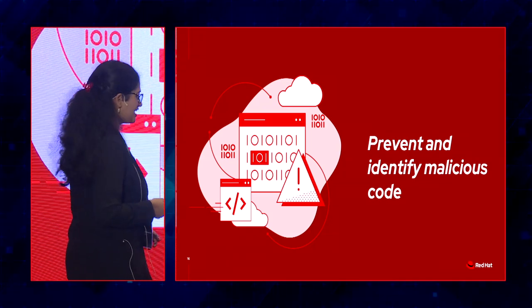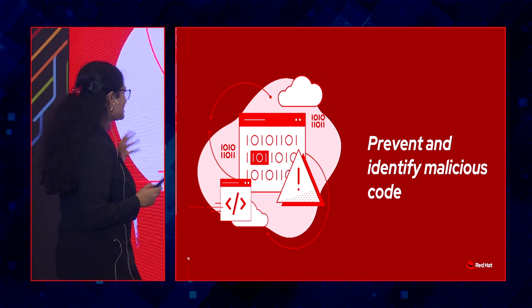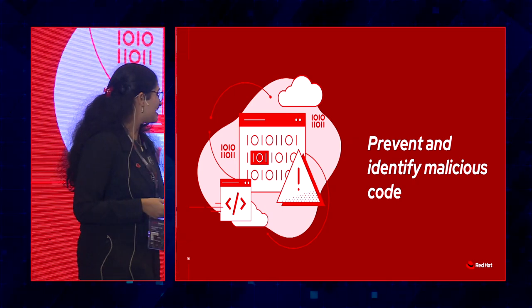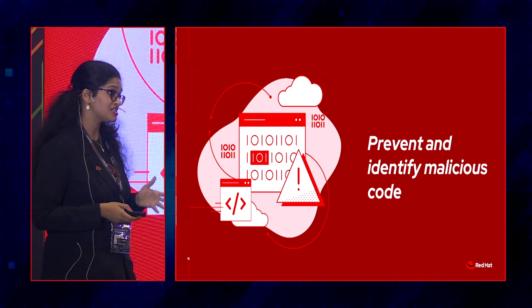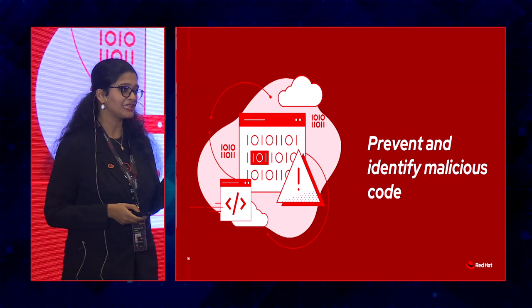Okay. Now, going a level deeper to understand each and every phase. Let's start with the code phase and see how the Red Hat Trusted Software Supply Chain helps you to prevent and identify malicious code.